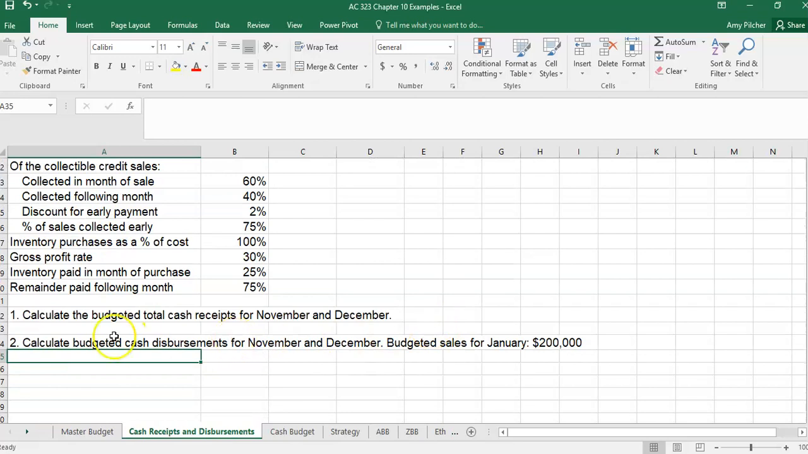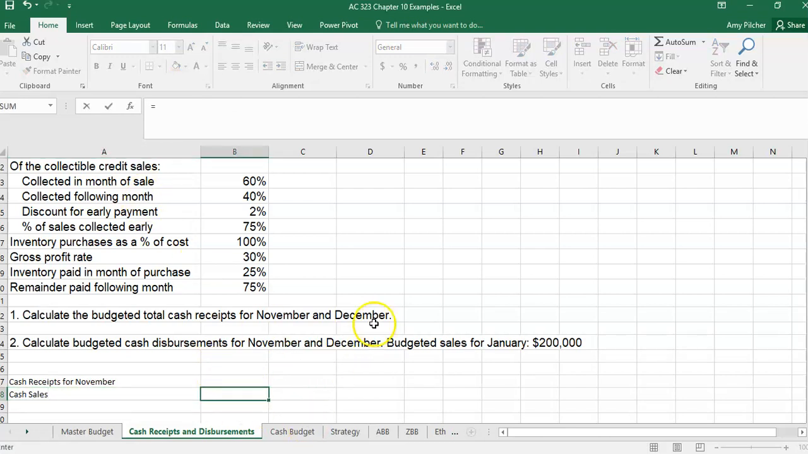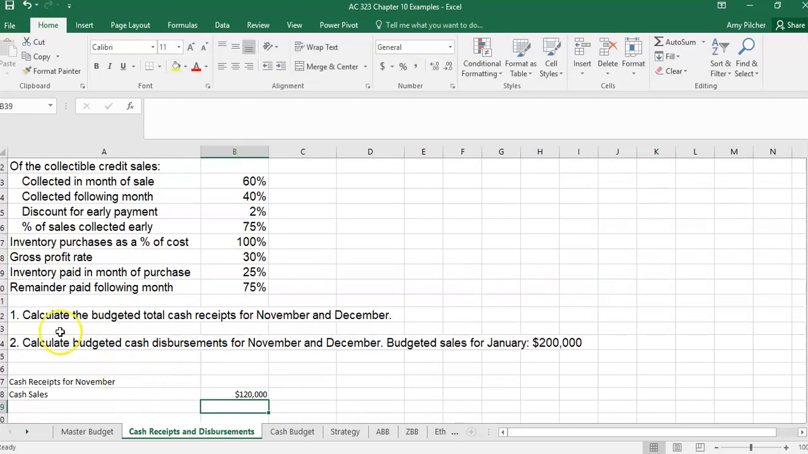So when we're looking at the budgeted receipts for November and December, so we have cash receipts for November. So first, all of our cash sales are collected in cash. So our cash sales for November are $120,000.